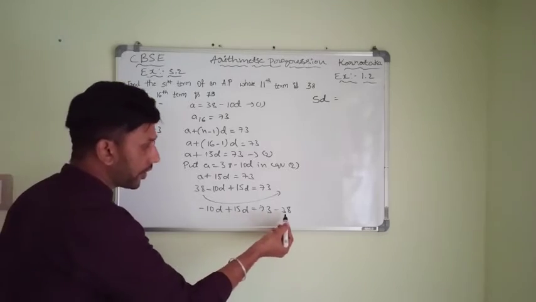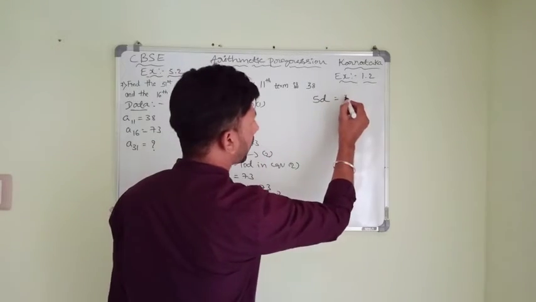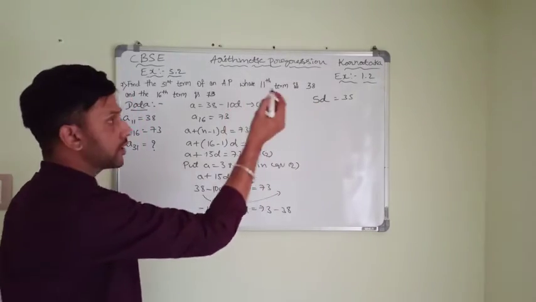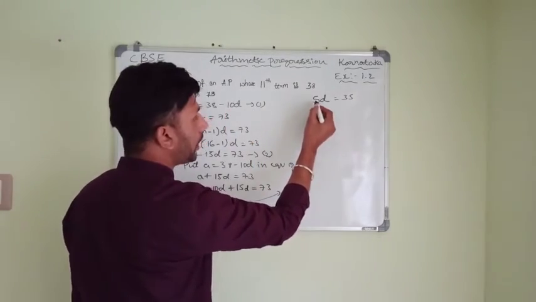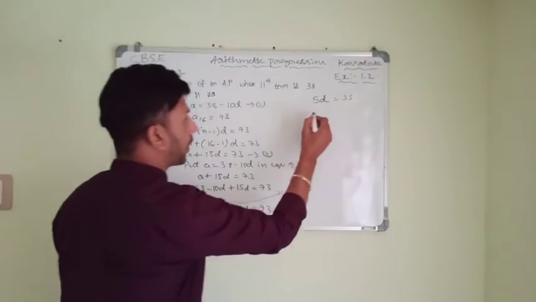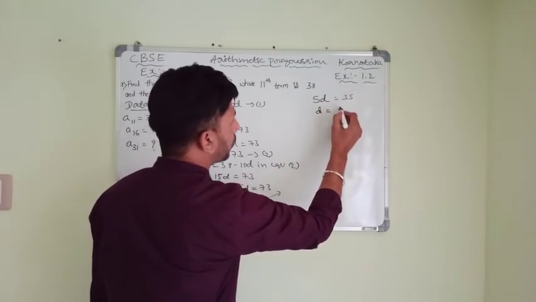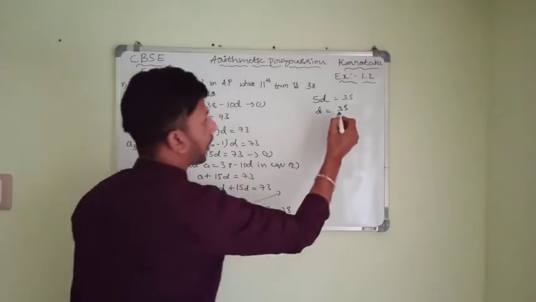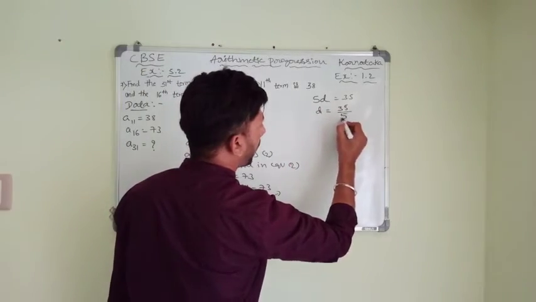If you subtract 73 minus 38, the answer will be 35, right? Now you need the value of d, so keep the d there only and send the 5 to the right hand side. So d is equal to 35. If you send 5 to the right hand side, it will become divide. So divide by 5.